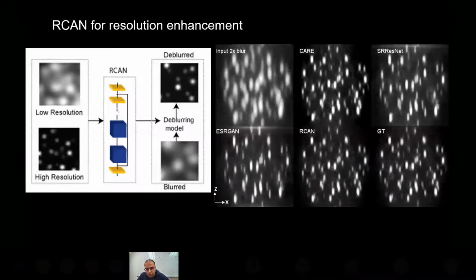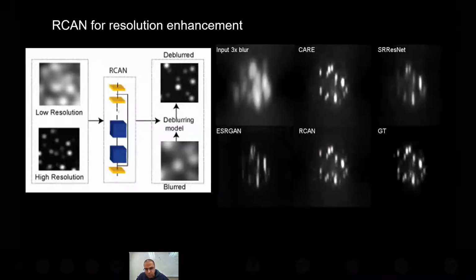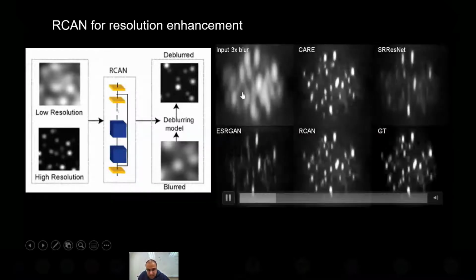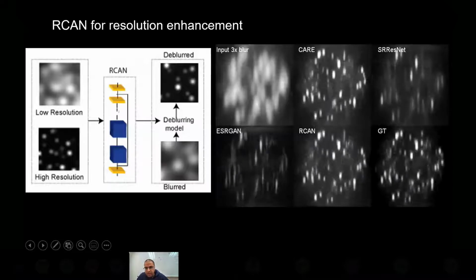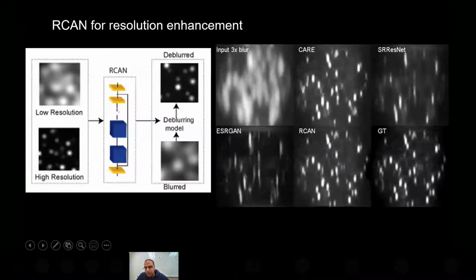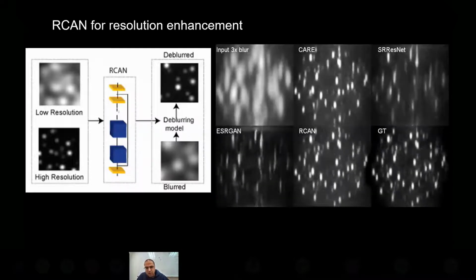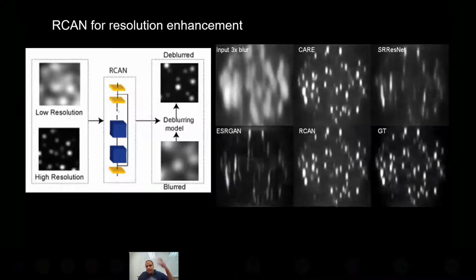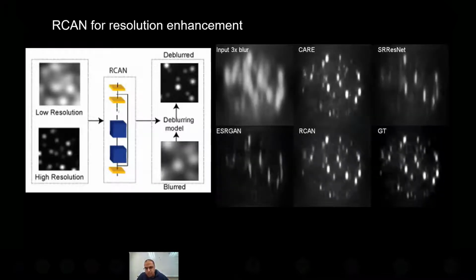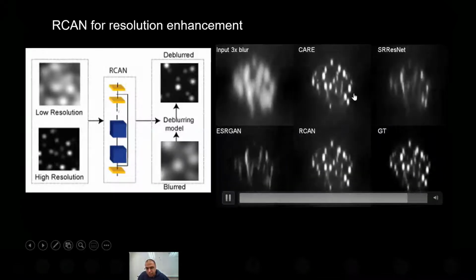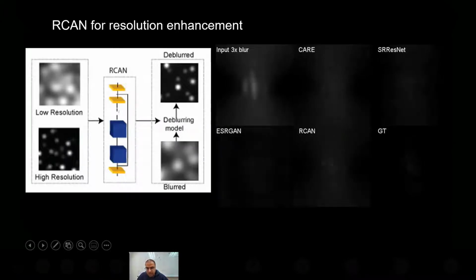And then we started to turn the level of blurriness up. So at threefold level of blur, you can see this input blur is quite a bit more blurry. Now you start to see a breakdown in performance. The SSR, SNET, and ESR GAN give you sort of funny output. The CARE is pretty good, but if you look carefully, it detects fewer particles than the Arcad.